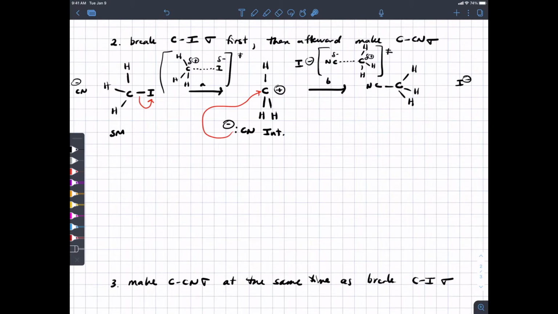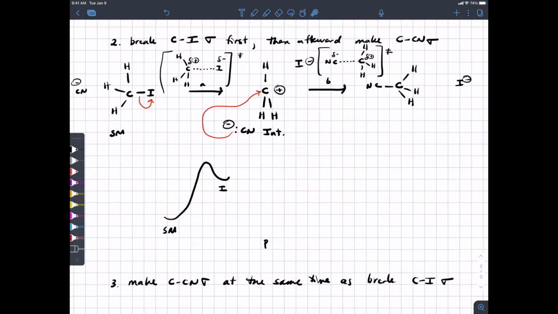Probably uphill, not sure by how much, but breaking bonds is always uphill, right? So you would predict that you'd have starting material here, uphill in energy to the intermediate. And then, what about this step going from intermediate to product? Should be downhill. Okay, so products is down here.